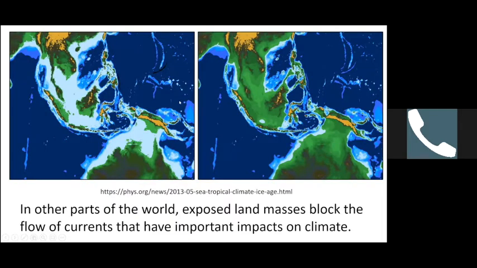This has also happened, of course, in other parts of the world. In Southeast Asia, we have the Sunda Current, which flows past Borneo and Timor and places like that. And when sea level was lower, parts of what are now the Indian and Pacific Oceans were dry land. So the currents could not flow through. This had impacts on the climate.